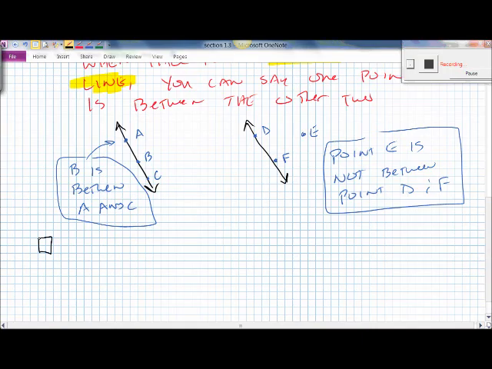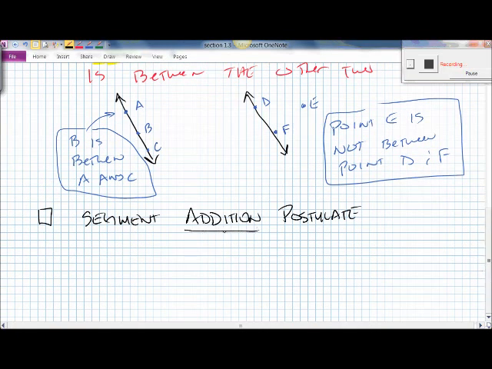It's one of my favorite postulates in the whole entire world. I'm not even kidding. It's called the segment addition postulate. And the key word here, ladies and gentlemen, is addition. The segment addition postulate. Okay, I want to draw a line for you. It looks like this. And I'll put some points on that line, okay? I'm going to put point A over here.